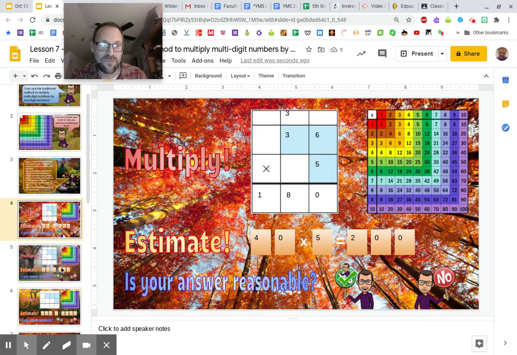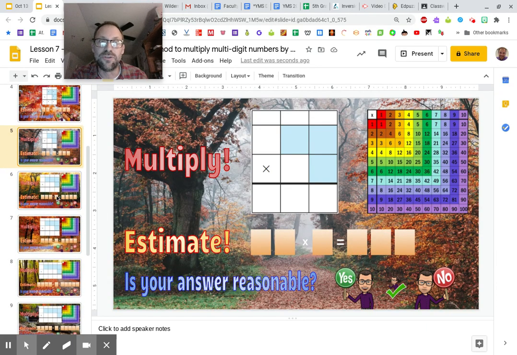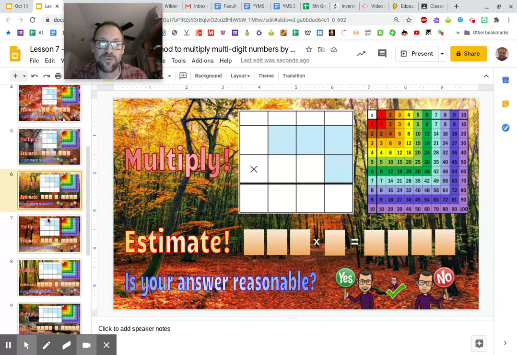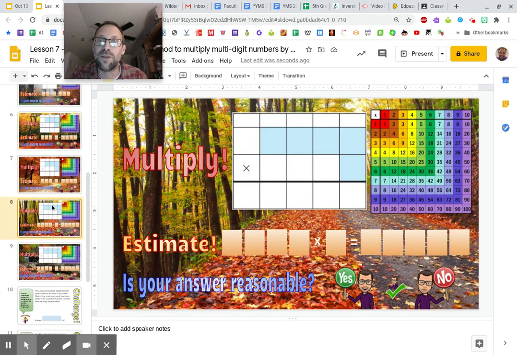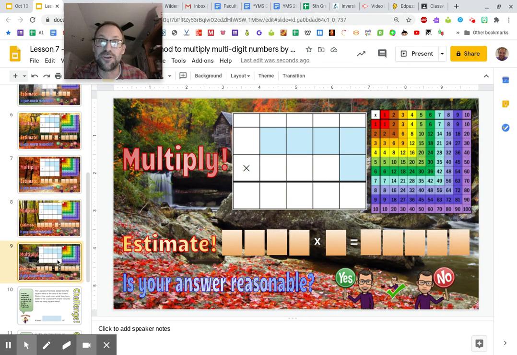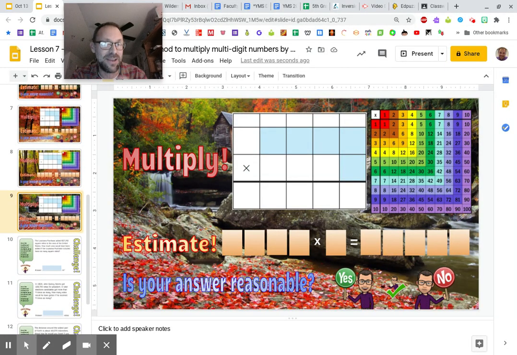You're going to do that for 2 problems of 2 by 1 multiplication. You'll do it for 2 problems of 3 by 1 multiplication and 2 problems of 4 by 1 multiplication. You're going to create your own problems just like I showed you, and you're going to solve your own problems with estimating to check your work.